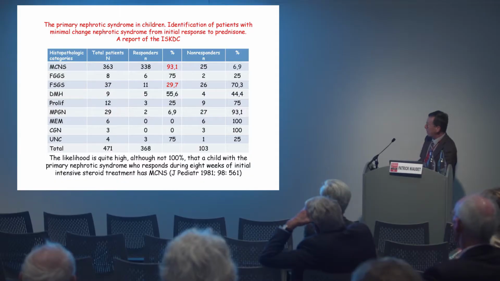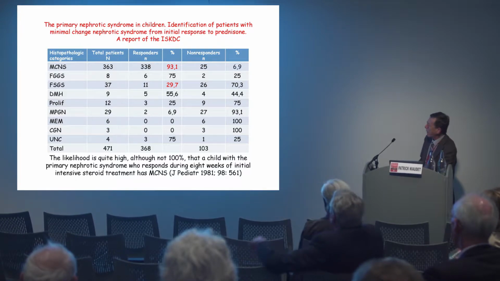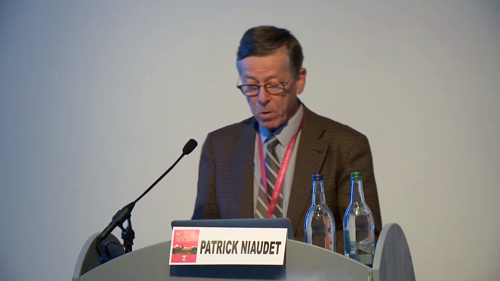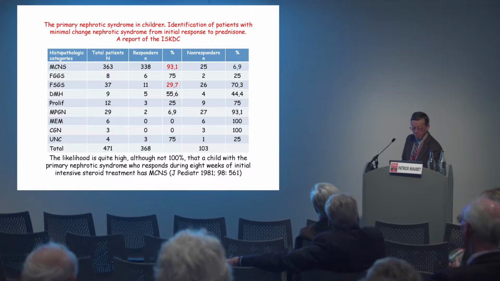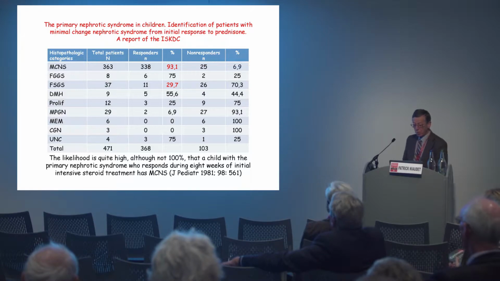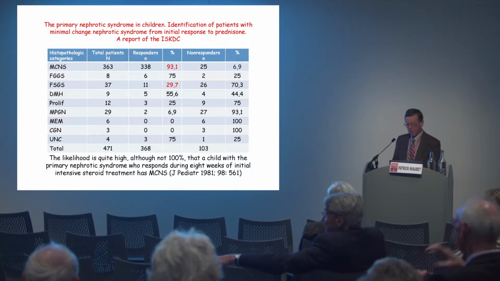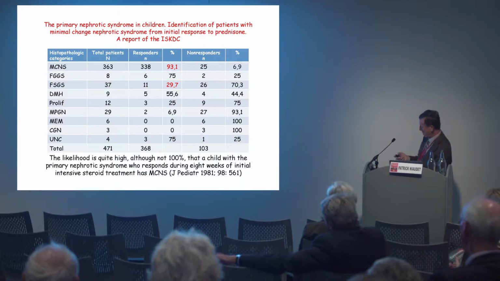The publication of the ISKDC in 1981 had the aim to identify those patients with minimal change nephrotic syndrome according to the response to initial steroid therapy. And the conclusion was that the likelihood is quite high, although not 100%, that a child with a primary nephrotic syndrome who responds during the 8 weeks of initial intensive steroid therapy has minimal change nephrotic syndrome.